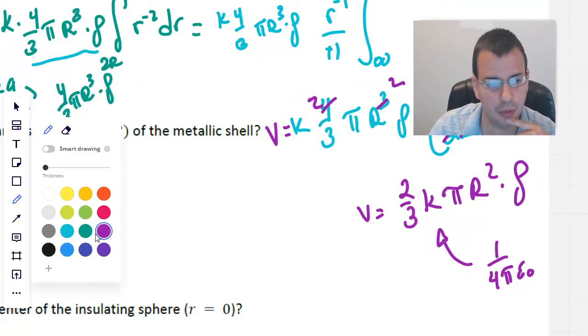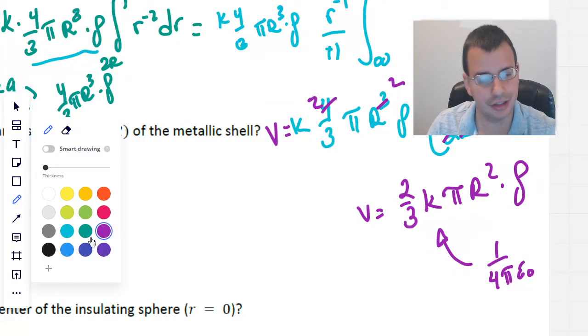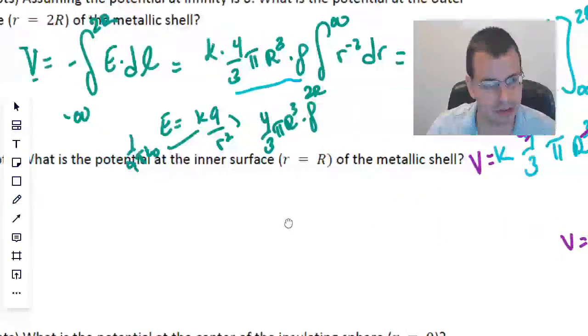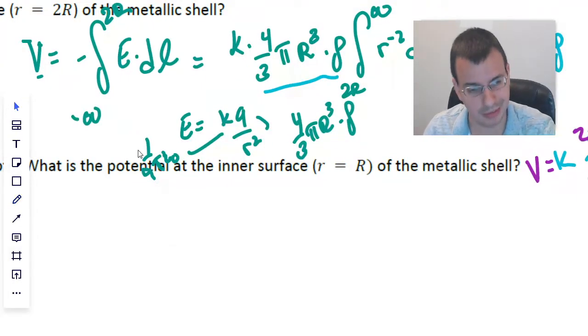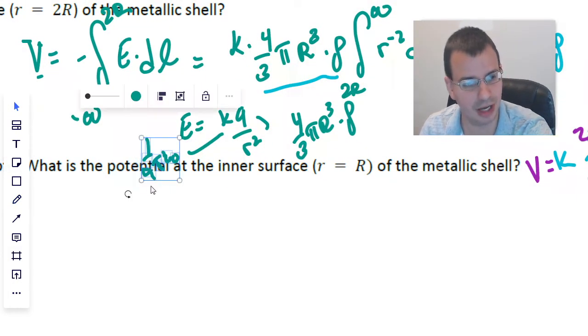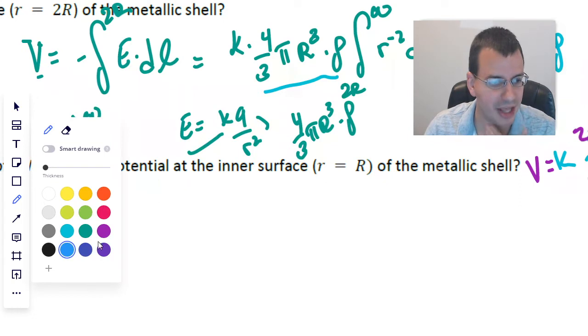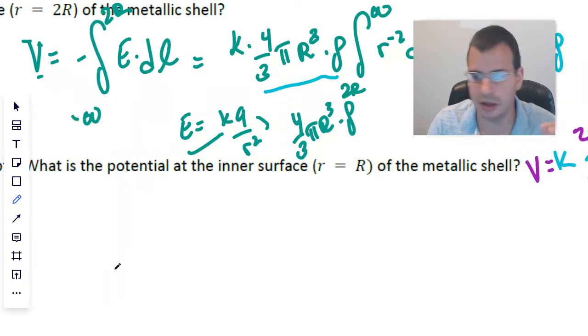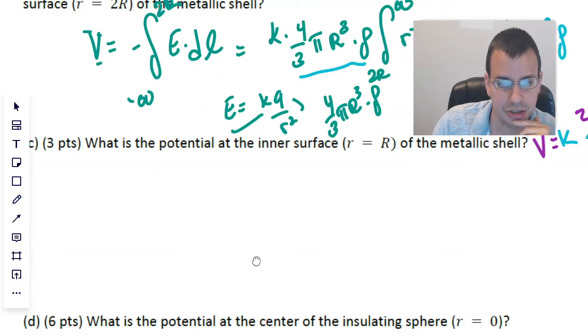But K involves a 1 over pi in it, so that's why you pick up extra pi's. I'm never going to object to extra pi, but from a mathematical point of view, you still want to be correct. What is the potential at the inner surface R equals 0 of the metallic shell?